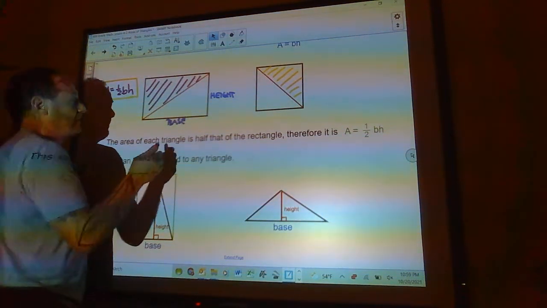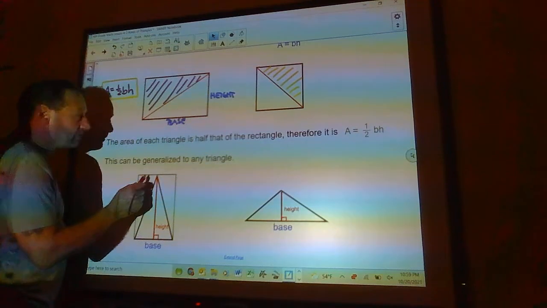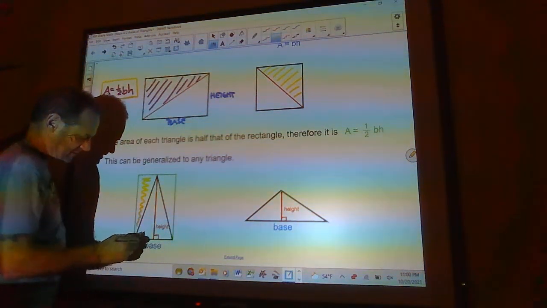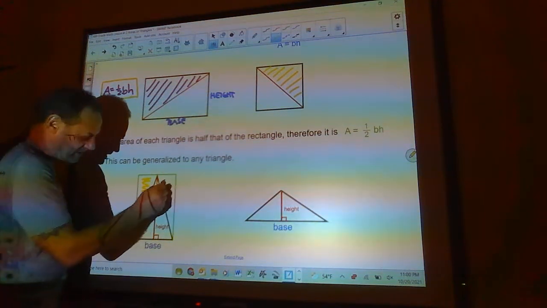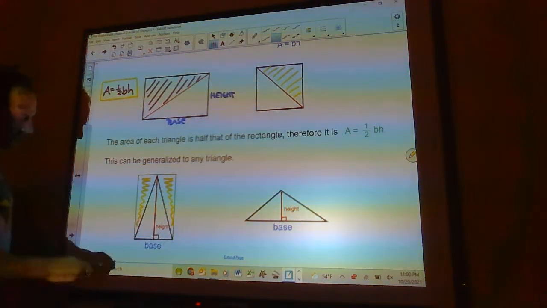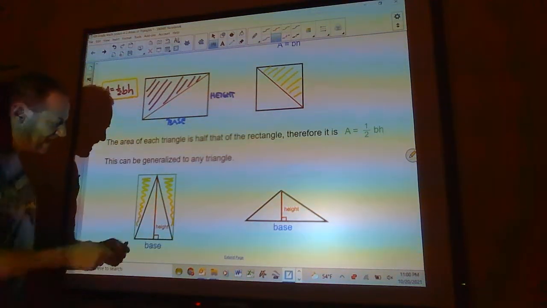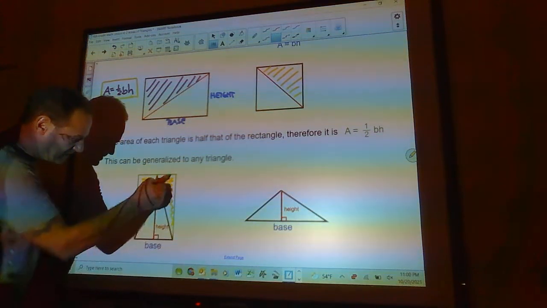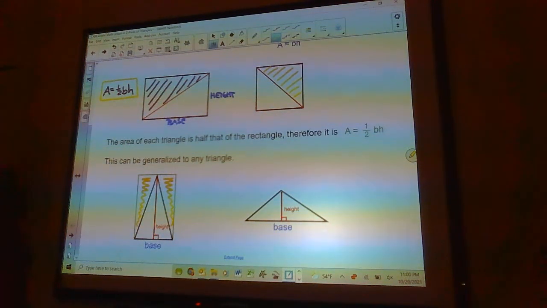Now, check this out. This right here is the same as that triangle right there. And this triangle right here is the same as this triangle right here. So the area of this triangle is half of the area of the rectangle, which would be the base times the height. So it still works. The formula still works.